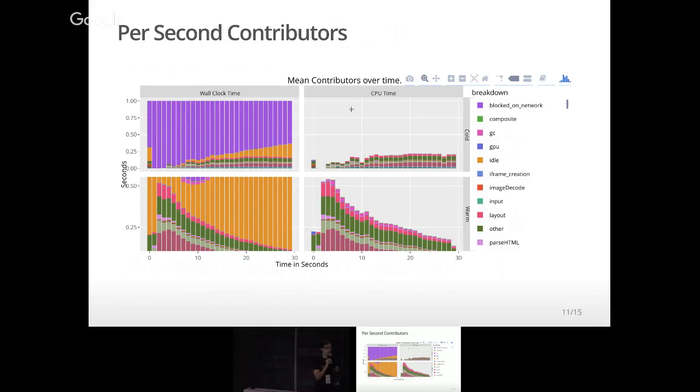Any thoughts on this visualization? I feel like there was one or two other things I meant to mention.